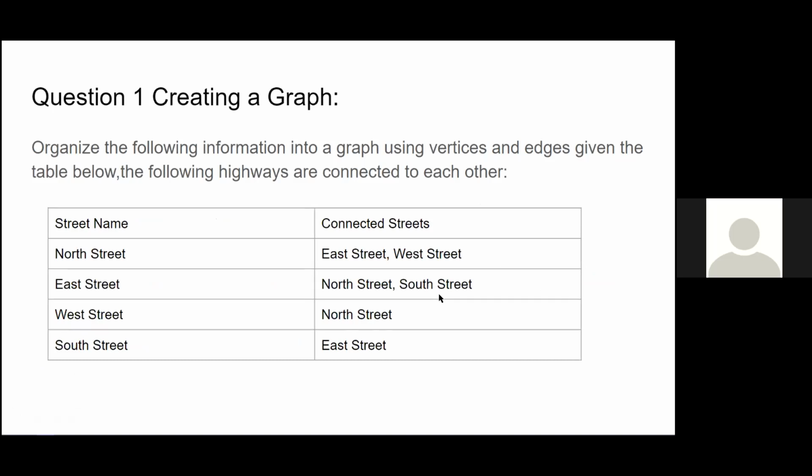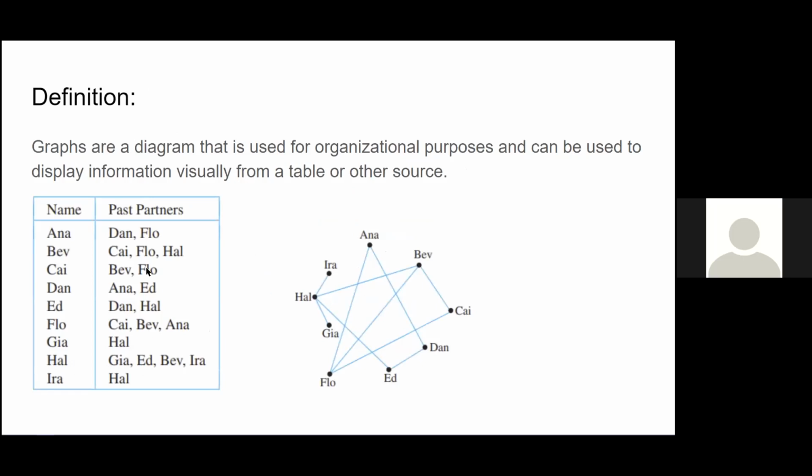So here's our quiz part as well. Here's the first question. We're going to draw a graph, and here we have 4 streets, and they're connected to the other 3 streets via edges. It's like the first example we showed. Just connect them, like this.